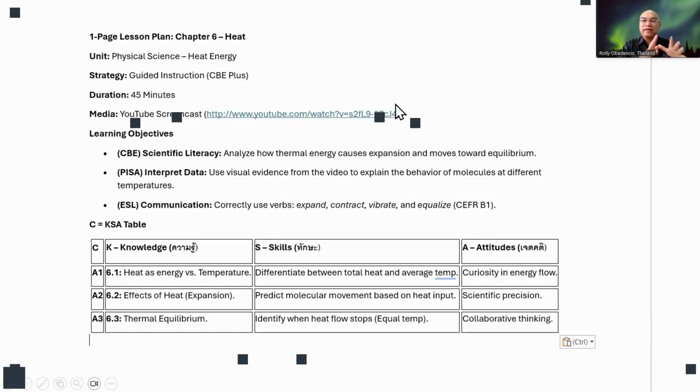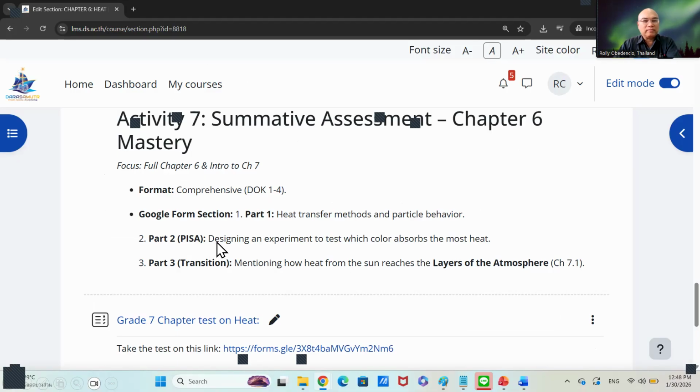You can also find this in LMS, the Learning Management System. Right there, you just find it. If you find this, you will see that it's chapter 6. This is the plan that you see on screen. You can also watch this video on YouTube, okay? And there is more that you find about this one.